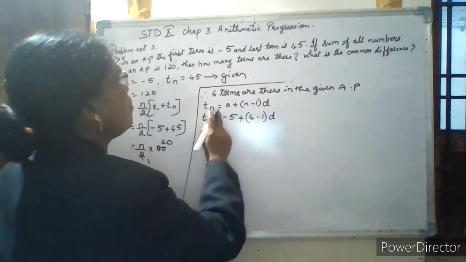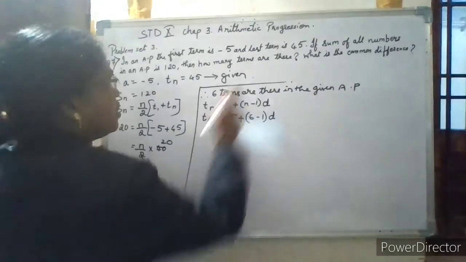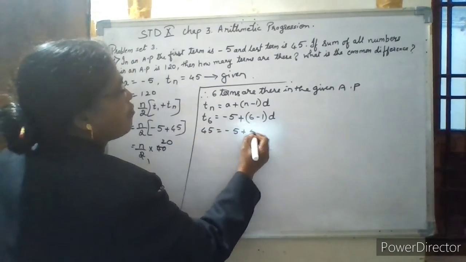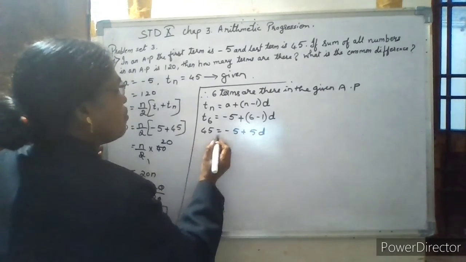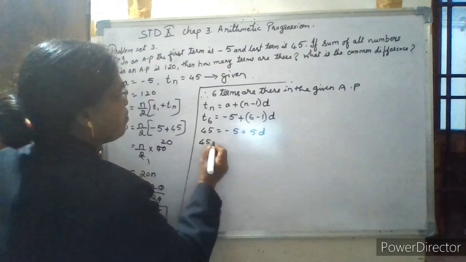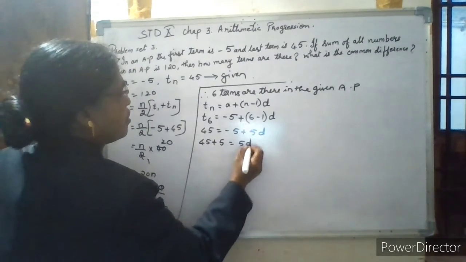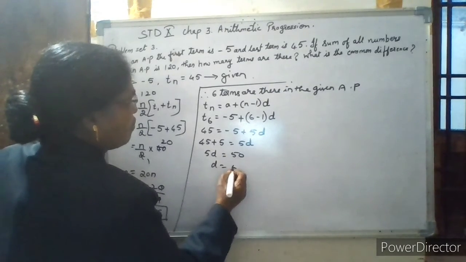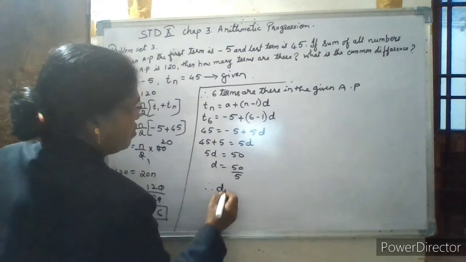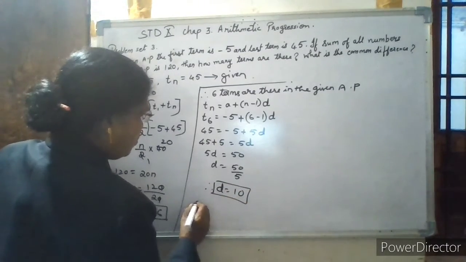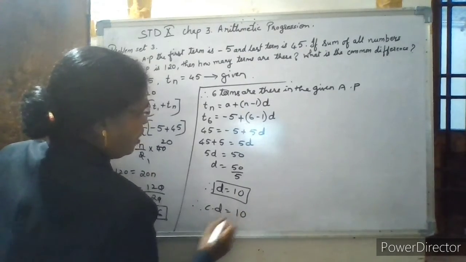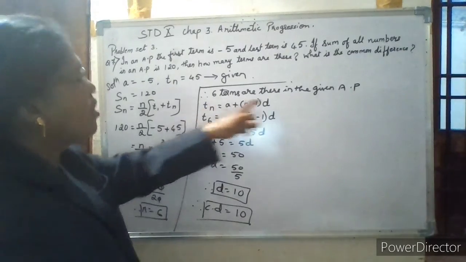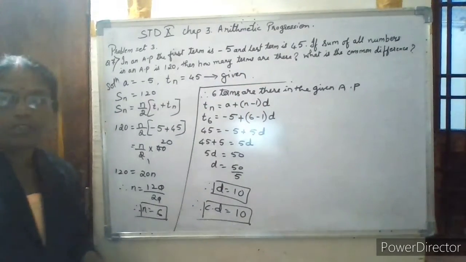But the sixth term value, that is the nth term value, is equal to 45. This is equal to minus 5 plus 5d. When I bring this 5 to this side, it is 45 plus 5 equal to 5d. So 5d is equal to 50. So d will be equal to 50 by 5. Therefore d is equal to 10. Therefore the common difference is 10, and there are 6 terms in the AP. This is the solution of this question.